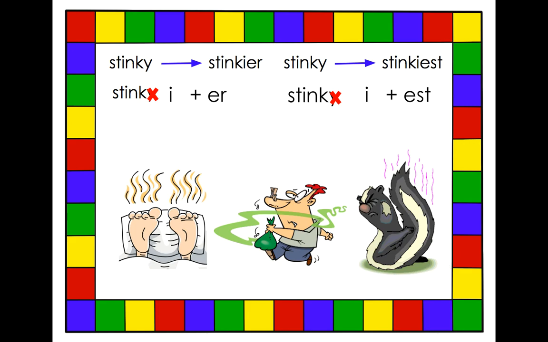Boys and girls, you are really starting to understand how to use those inflectional endings to compare. Remember, if the word ends in a Y, we change the Y to an I, and we add ER if we're comparing two objects, or change the Y to an I and add EST if we're comparing three or more objects. Okay, boys and girls, it's time for you to practice making those changes on your own.